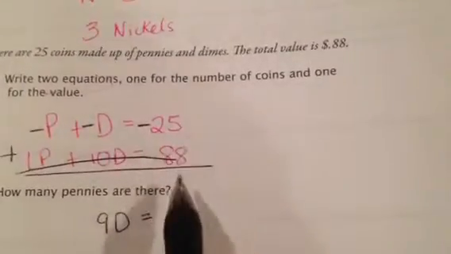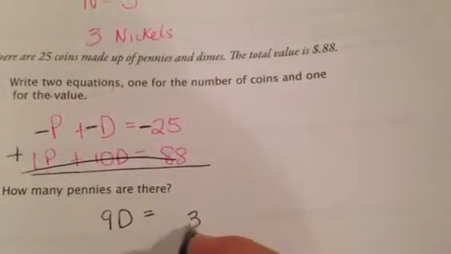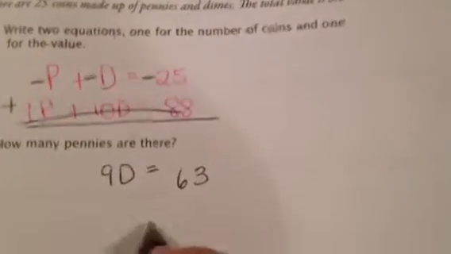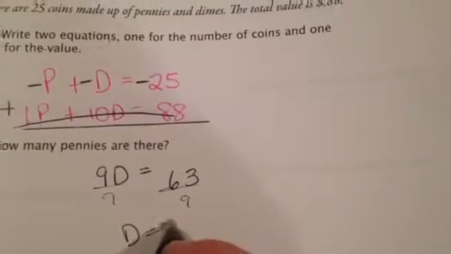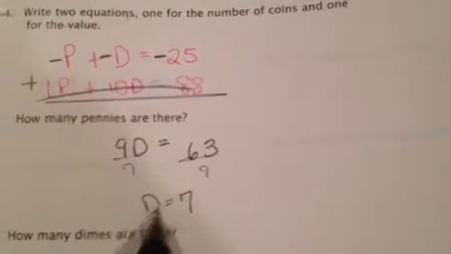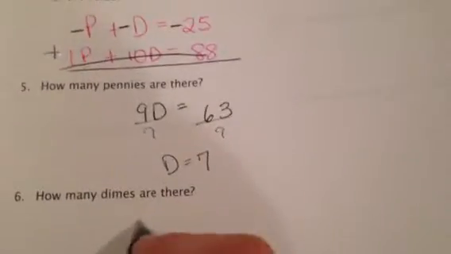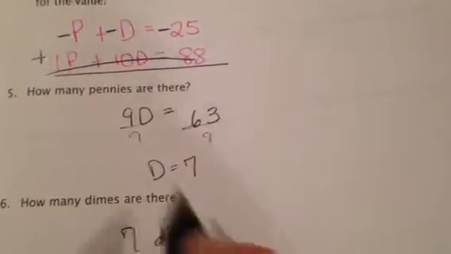and negative 25 plus 88 is what? 63. Divide both sides by 9. So I can see that d is 7. Now remember, d stands for the number of dimes. So how many dimes are there? There are 7 dimes.